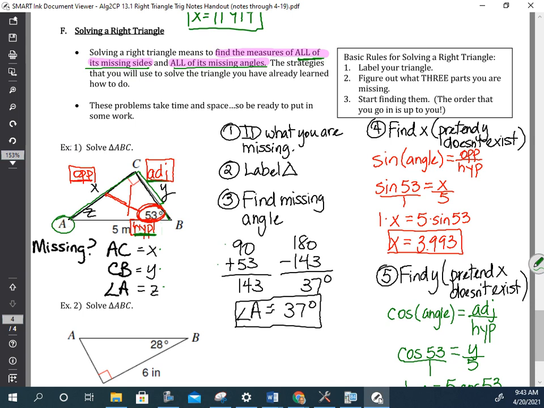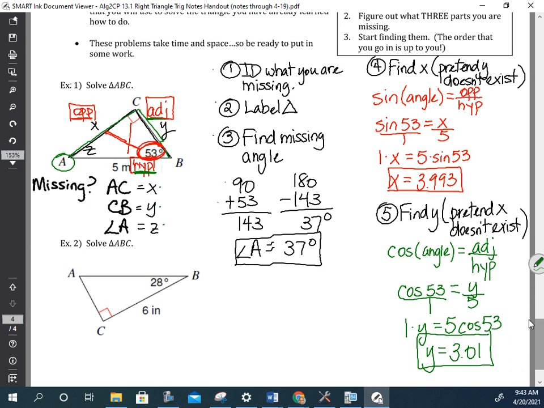Worst comes to worst, when you have your quiz next week, when you have a problem like that, you should at least be able to get the 1 point for labeling the problem and the 2 points for finding the missing angle. So that's 3 out of 10. The rest of it comes from finding the missing sides. That's the first 3 steps. The other 2 steps are finding the missing sides.